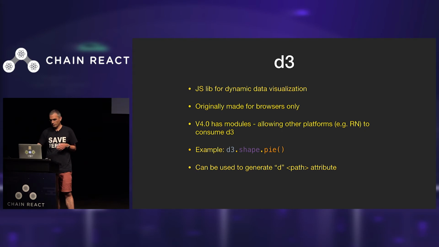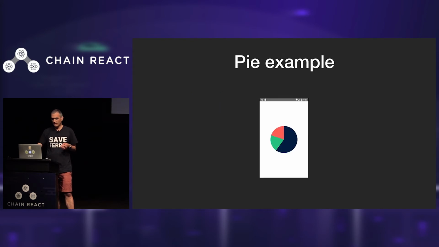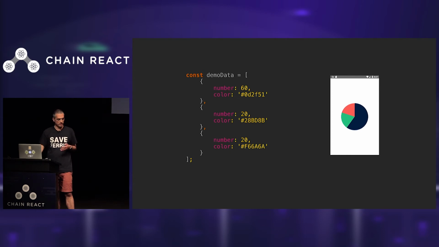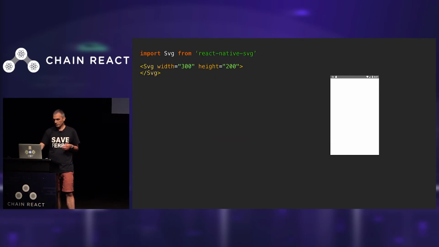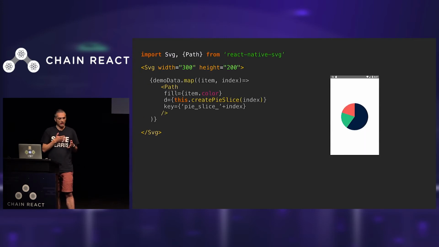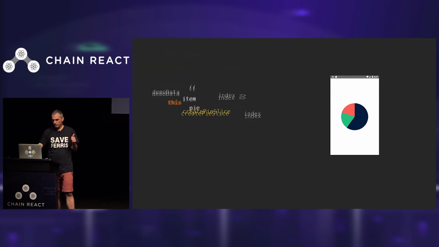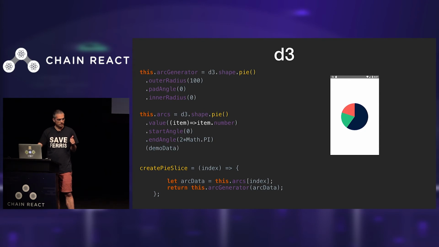We're going to show an example regarding a pie. Suppose we have some demo data, an array with 3 items. Every item has a number and a color. So we start with a wrapping SVG element, and for each item in the array, we create a path element. And for the D attribute, we are using the D3 API.